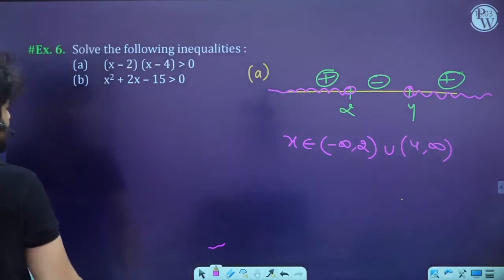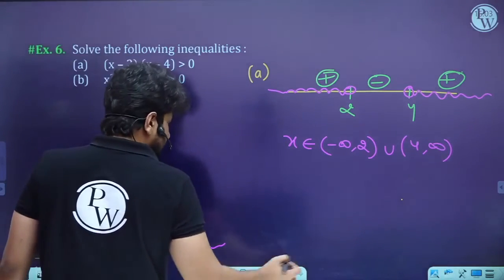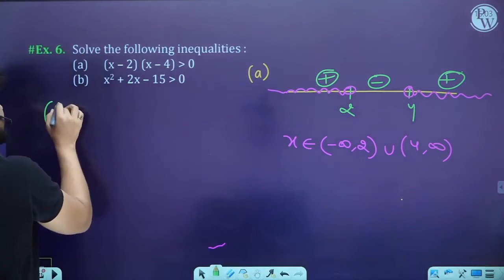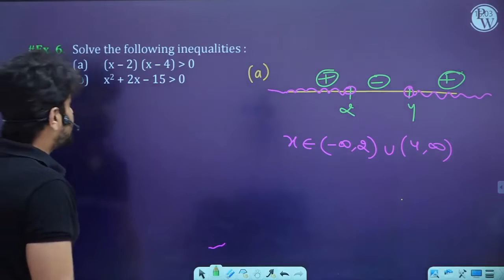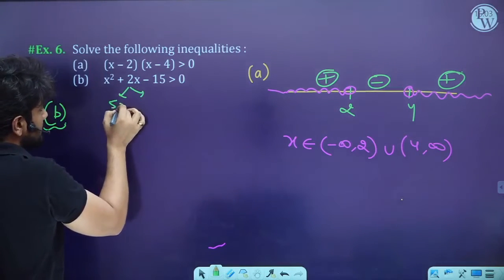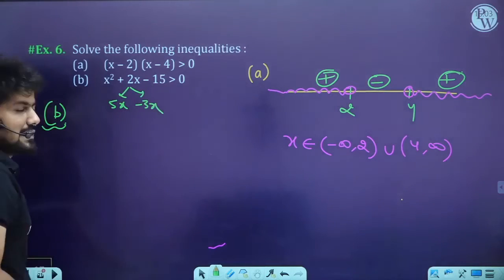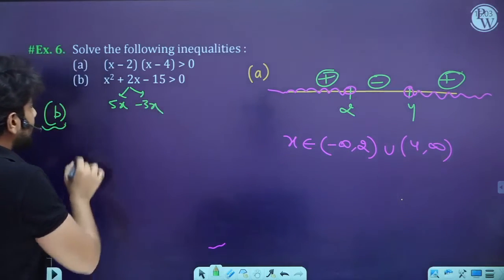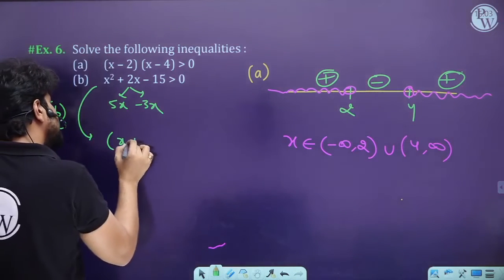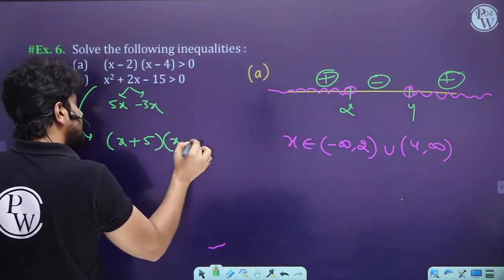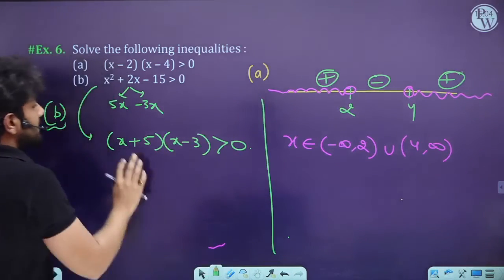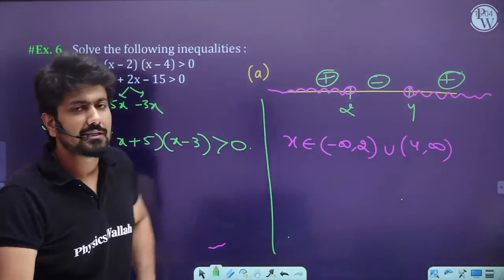Take now the second one. Second one, a quadratic is given. So first of all, we need to factorize it. Can we factorize this one? Yes, easily. There will be two factors. You will be breaking it as plus 2x, 5x minus 3x. This is how you will break it. And those two factors will be x plus 5 multiplied by x minus 3. These are the two factors we are getting, right? x plus 5 into x minus 3 greater than 0.